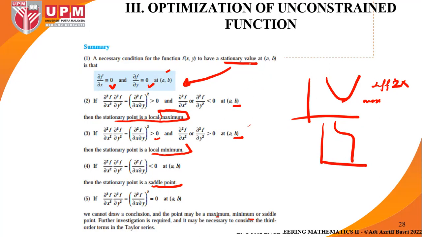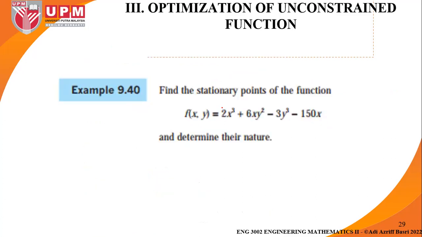So what you need to do first is differentiate with respect to x and y. If equal to 0, there is a stationary value. Then you need to use this condition in order to know whether that point will be a maximum, minimum, or saddle point, or cannot be concluded because it is equal to 0. Okay, so we go for the examples.